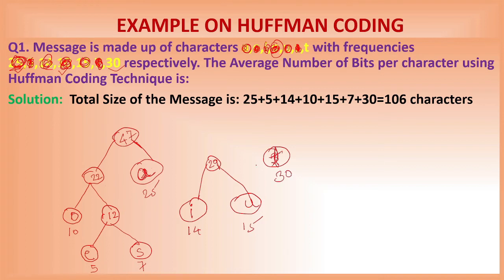So write over here 30. 29 and 30, add it. We will get 59. Now add 47 and 59. 106 you will get on top.